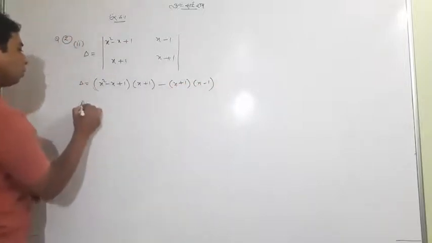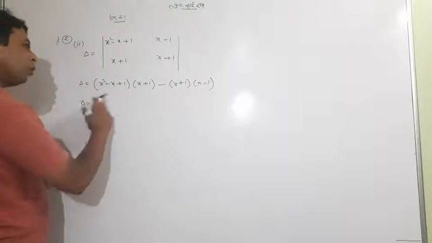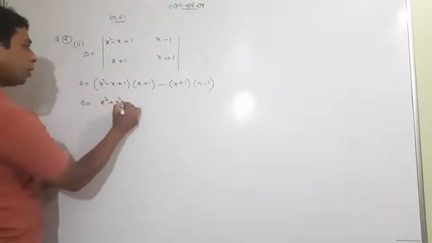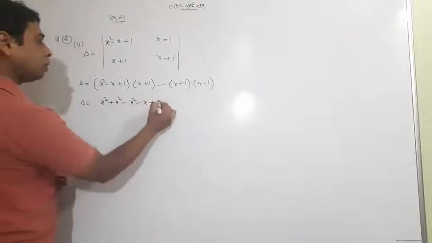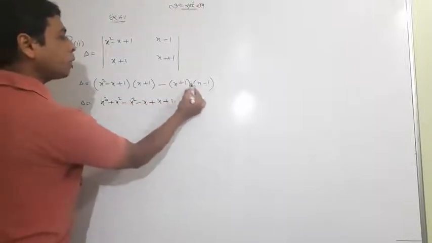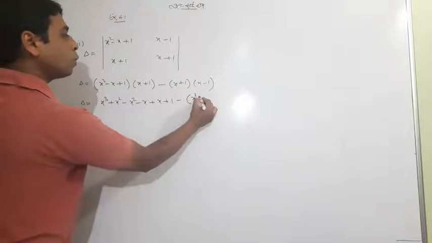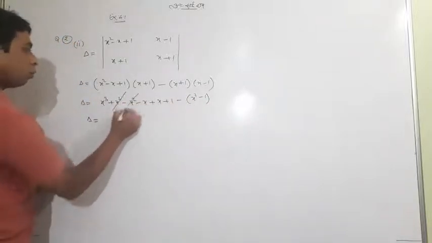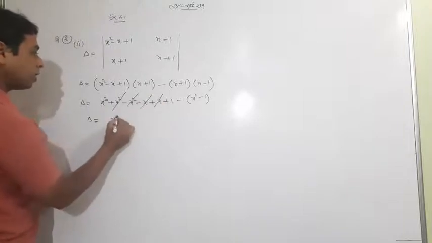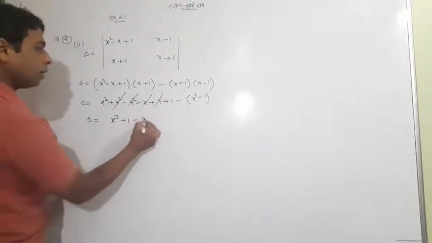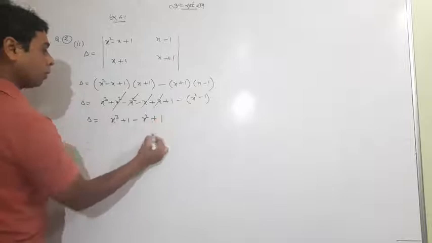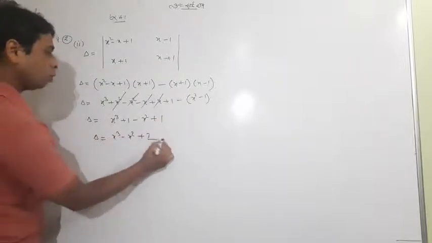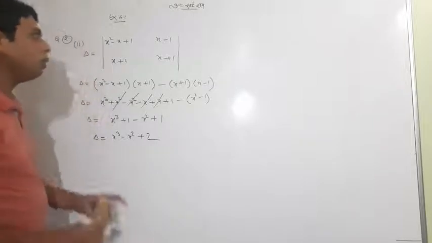Now you can either take out common or you can multiply. Easy. x cube plus x square minus x minus x plus 1, and x plus 1 into x minus 1 will be x square minus 1 square. When you open it all, these two already cancel, these two already cancel. It is x cube plus 1 minus x square plus 1. Lastly, I would say the answer is x cube minus x square plus 2. So I don't think that's a tough one. It's very easy.